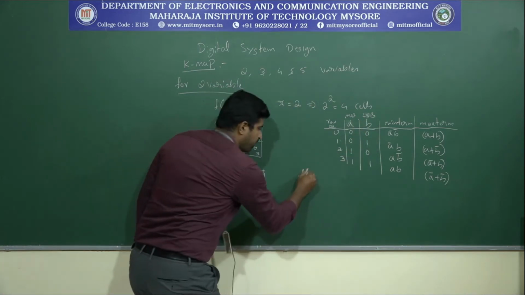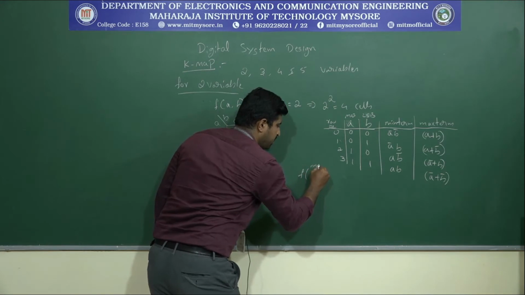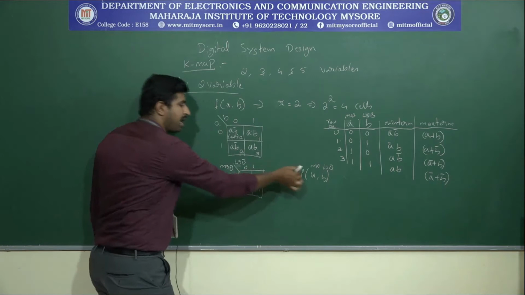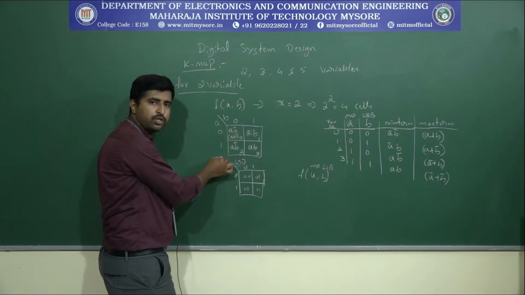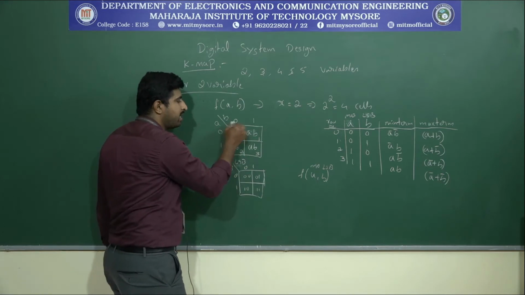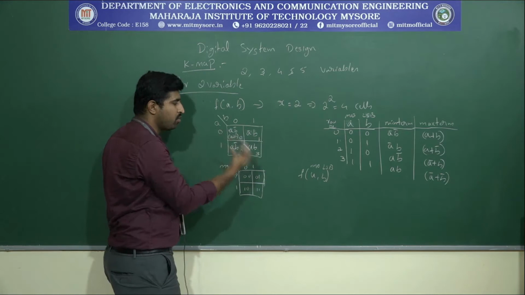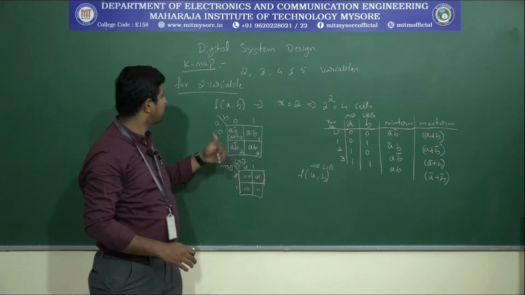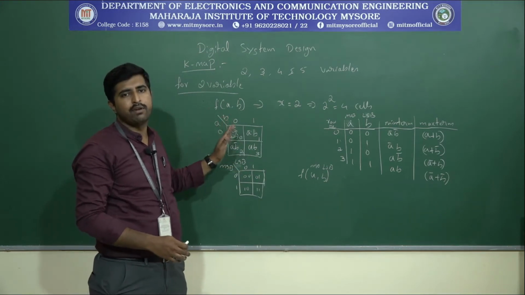That means function of A comma B. So this is MSB, LSB. Let's understand that one always. Let's write the MSB over here corresponding to the rows, and LSB is going to be written corresponding to the columns. Let's fix that one. We are always going to use this format. Hope you have understood how a two variable K-map will look.